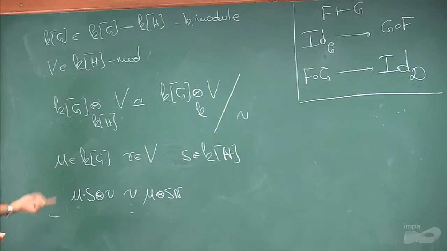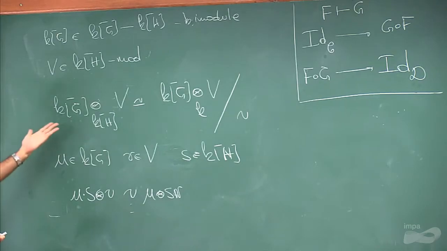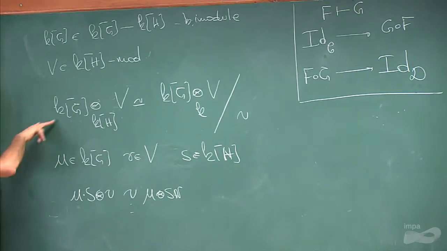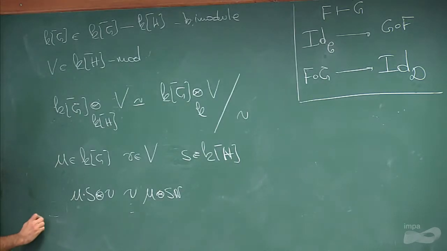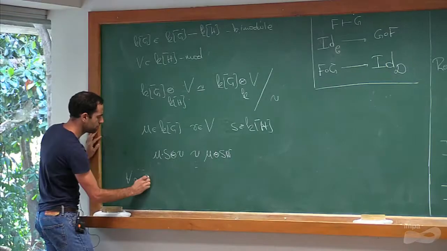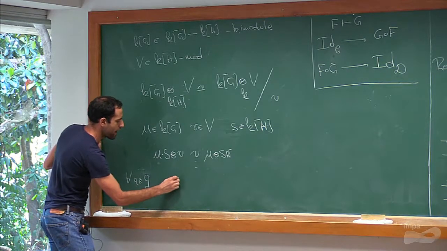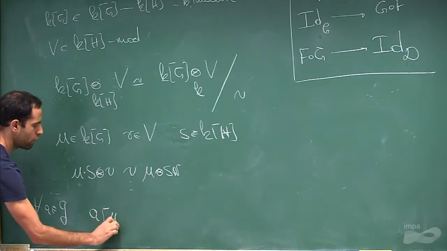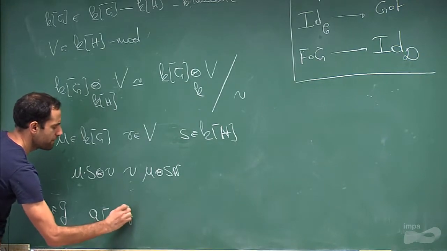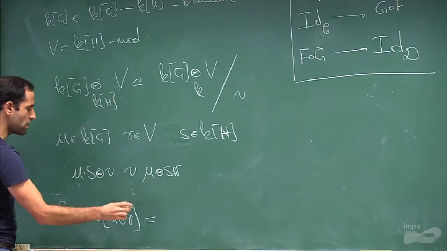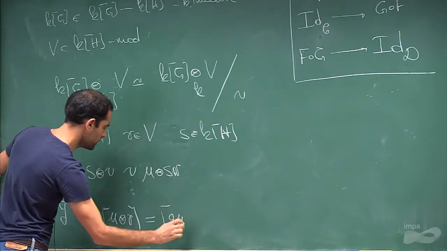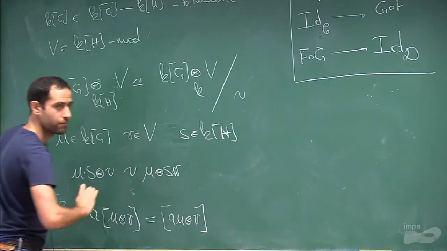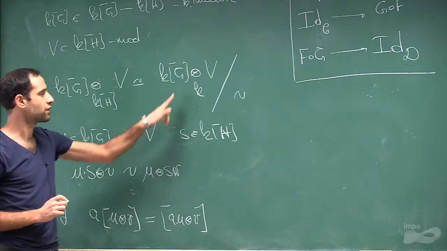So that's a vector space on the nose. And the question is, how is this a G module? As a G module, it's clear what it is: it's just the multiplication by K of G on the left. Namely, for every A in G, we define the action of A on the equivalence class of mu tensor V to be the equivalence class of A mu tensor V, under this equivalence relation.